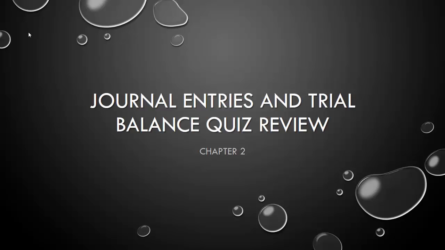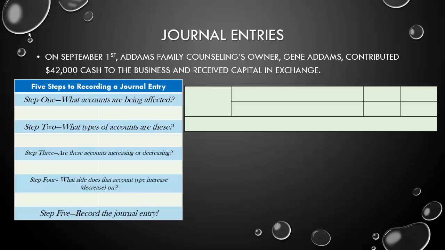Hello everybody, here is the quiz review video for Chapter 2. It is on journal entries, T accounts, and making a trial balance. Let's run through and do a whole bunch of journal entries that a company would have in a normal business cycle. Our company's name is going to be Adams Family Counseling.